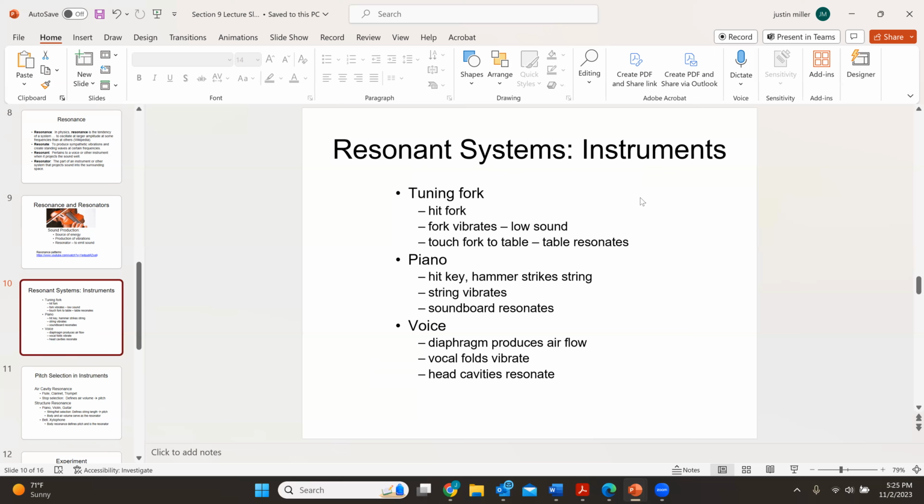Same with the voice. You've got your diaphragm, you've got airflow that produces the vibration of your vocal folds. And then your head cavity itself is the resonant cavity. It allows the projection of the sound outward. And there you go. If you try to talk with your mouth closed, things get a lot quieter. There's no resonance outward. Or if you cover up your mouth, you reduce the resonance, reduce the projection of the sound.